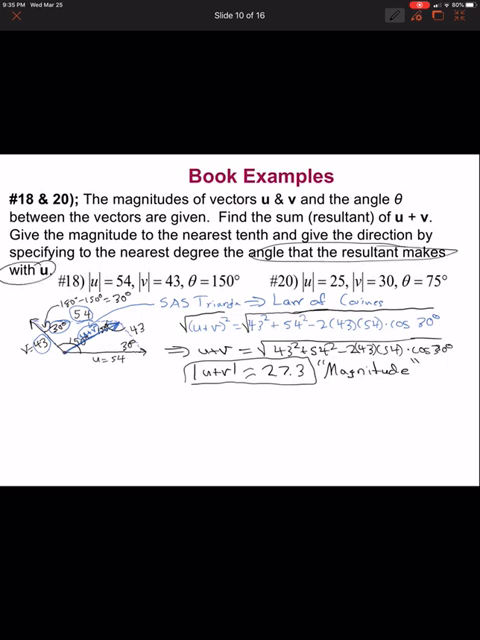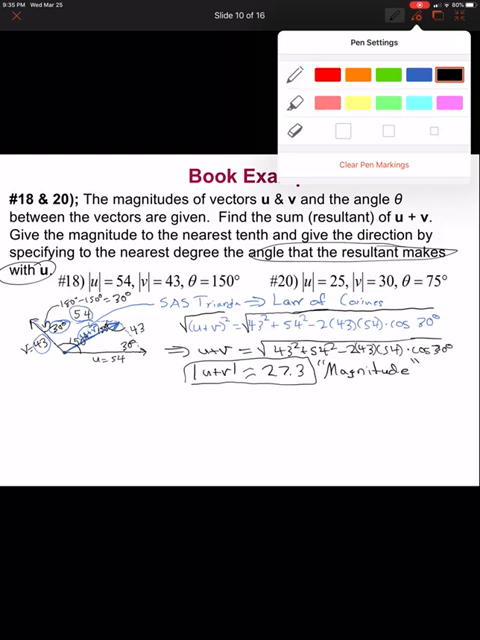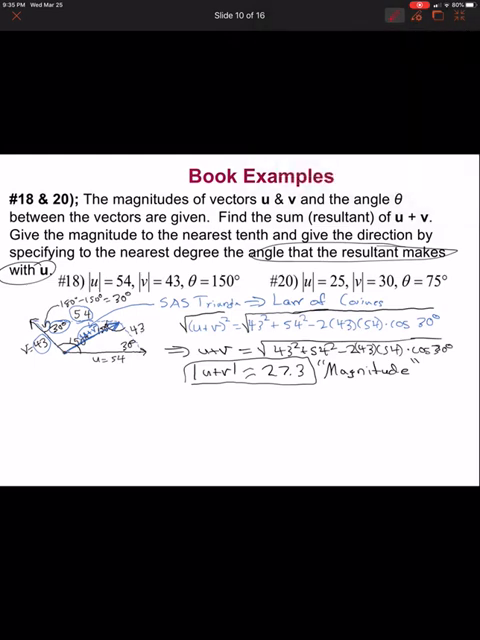So where is that in our drawing? Let's highlight that, and I'll put it in red. Here's the angle. Let's look at it here together in red, between u and u plus v. Let's call it alpha. We want to find alpha. So again, to give direction, we're going to find angle alpha. So what does alpha equal?